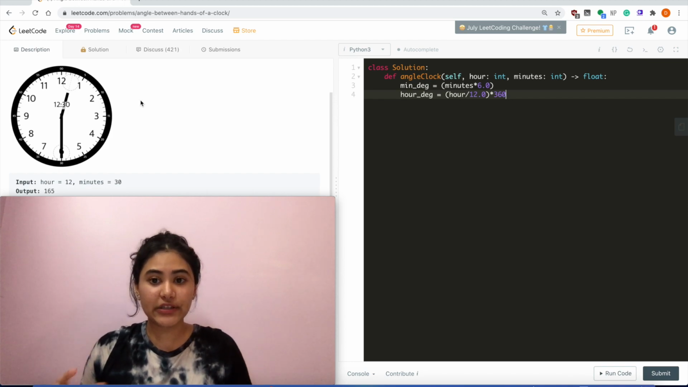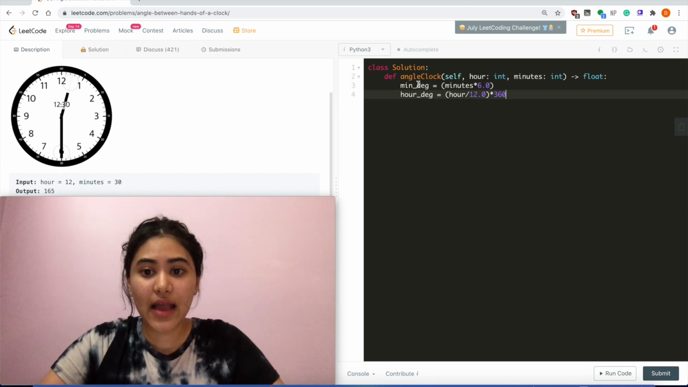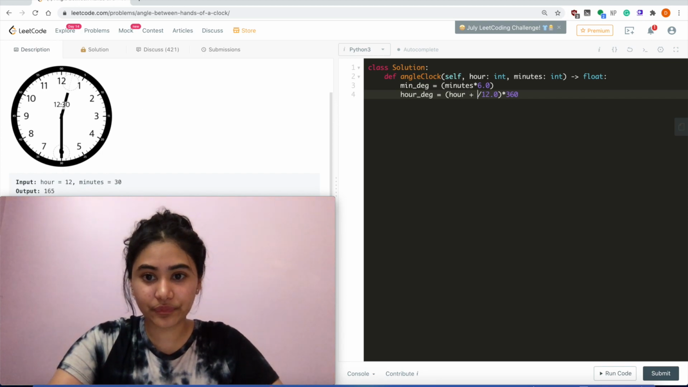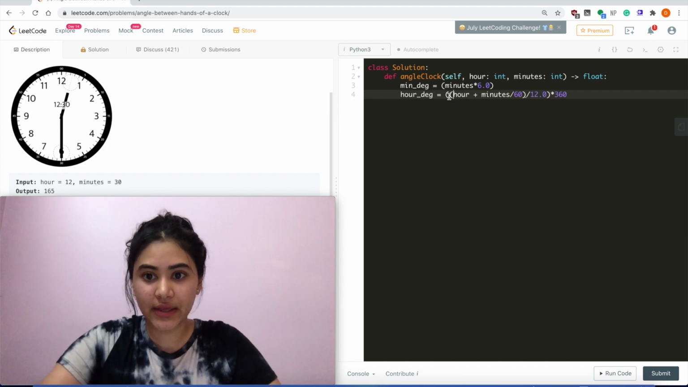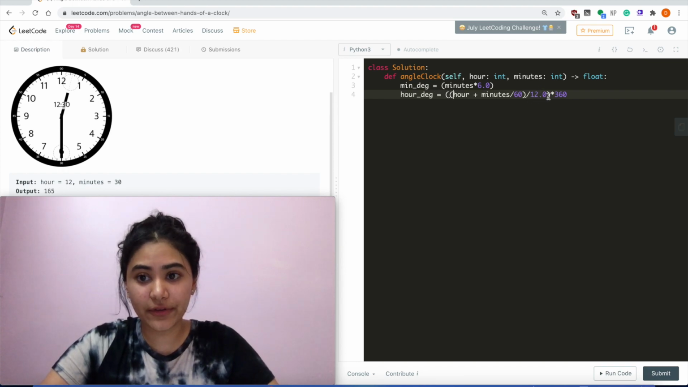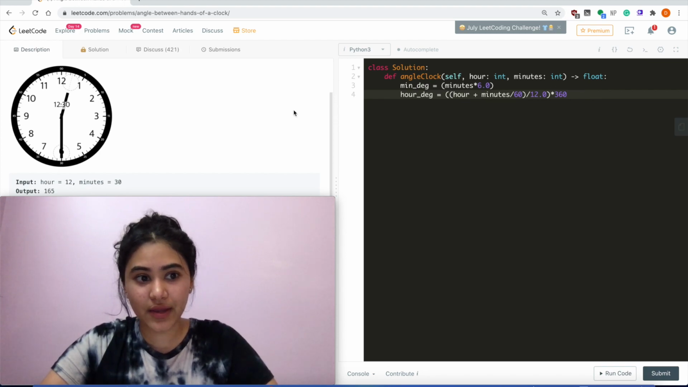So what I'm going to do is first convert the minutes into hours, and all the hours into degrees. How many minutes are in an hour? 60, so minutes divided by 60. This entire thing is then going to be divided by 12 and then multiplied by 360 to get our degrees.